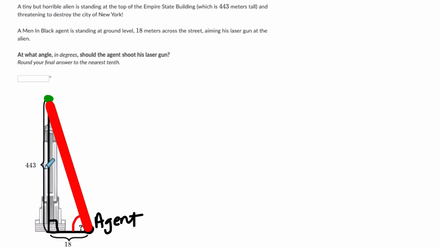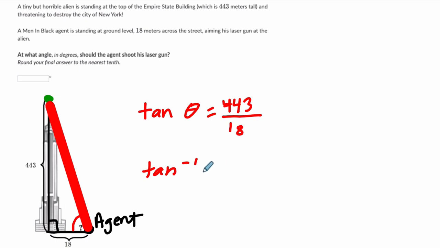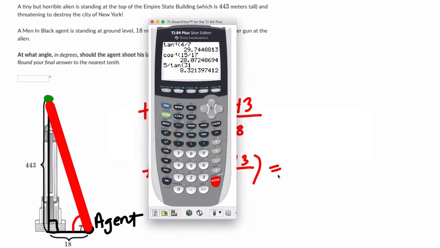What do we have? We have an opposite side and an adjacent side, and that's a tangent ratio. Okay, so that's a tangent angle, sorry. So we're going to use our inverse tan function, right? Because the tangent of some angle is 443, the opposite side, divided by 18. What is that angle? Well, we'll take the inverse tangent to find that out, right? What angle has this ratio? And we'll solve this by pulling it up on the calculator.